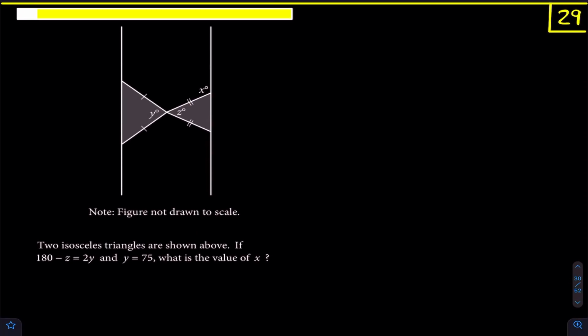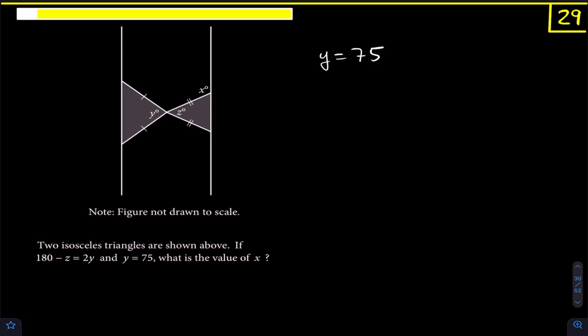Problem 29, we're going to get into some geometry here. We have that two isosceles triangles are shown above. If 180 minus z is 2y and y is equal to 75, what is the value of x? So we know that y is 75. We also now have an equation to find z.